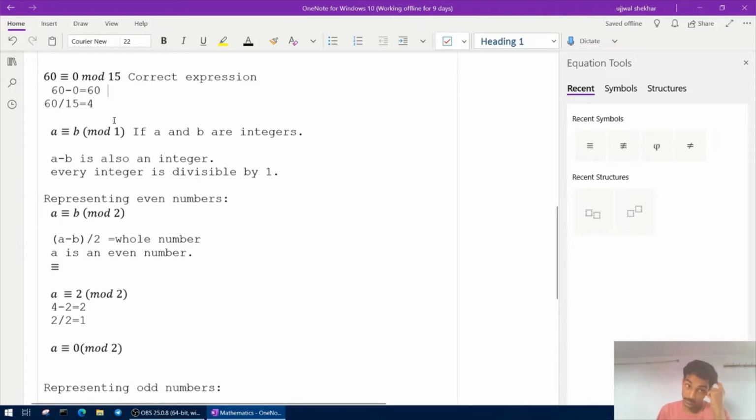Now I am giving you a general expression: a is congruent to b modulo 1, right? So what exactly will we do?